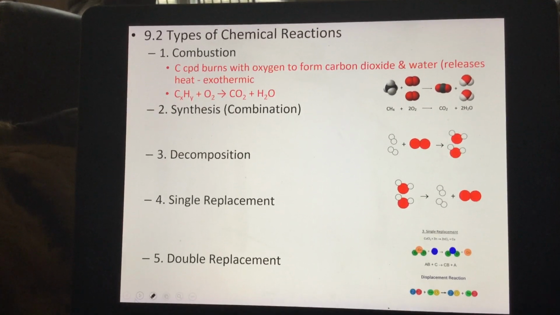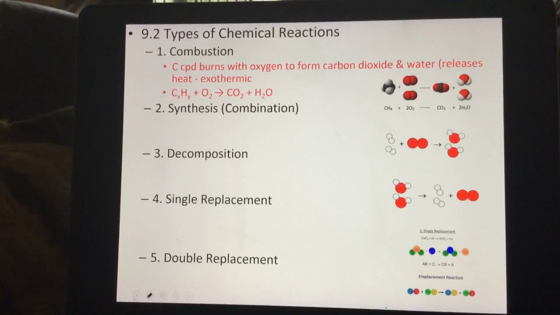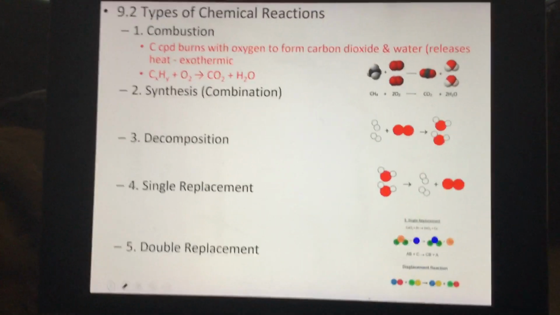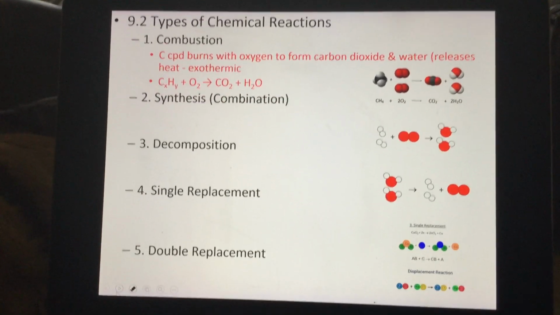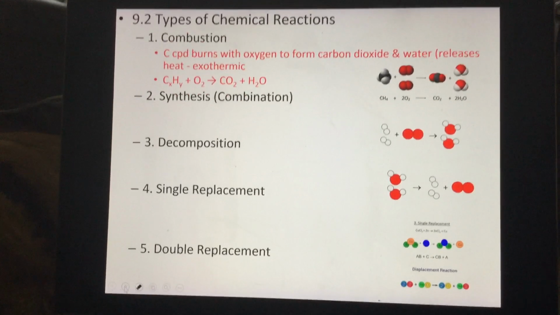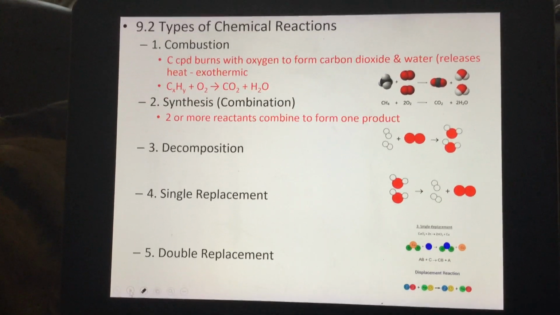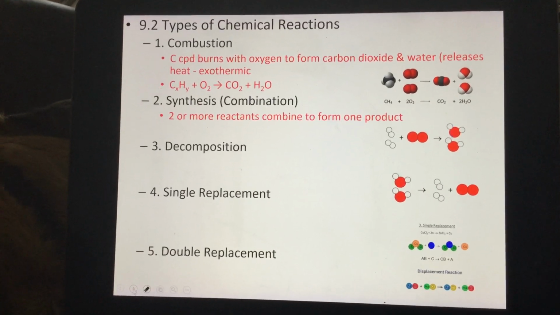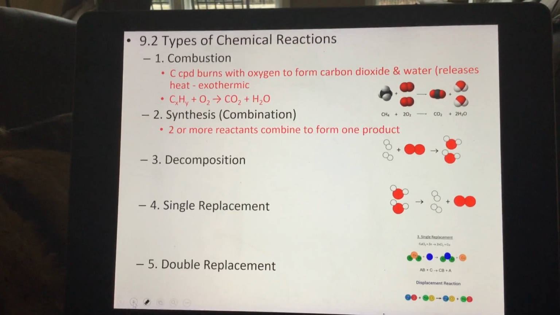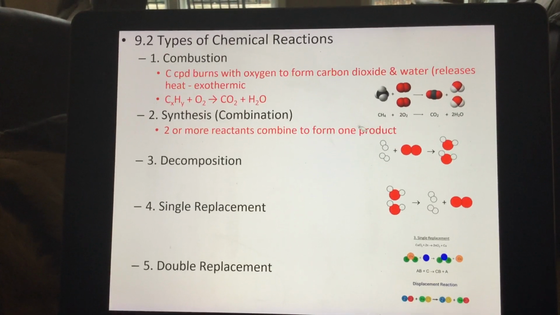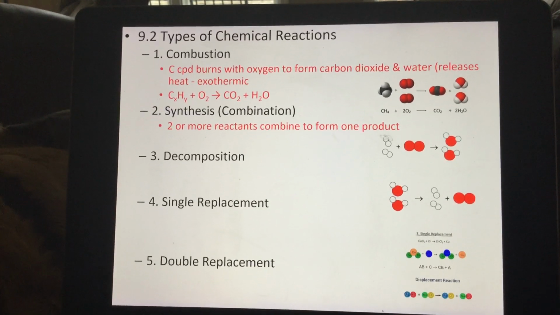The next type of reaction is called a synthesis. It's also known as a combination reaction. I really don't use that term because it's so similar to combustion. It's easy to confuse, so I always call them synthesis reactions. And synthesis reactions are where we start with 2 or more reactants, and then they combine together to form one product. And that's your clue that it's a synthesis reaction, is that it just has one product.